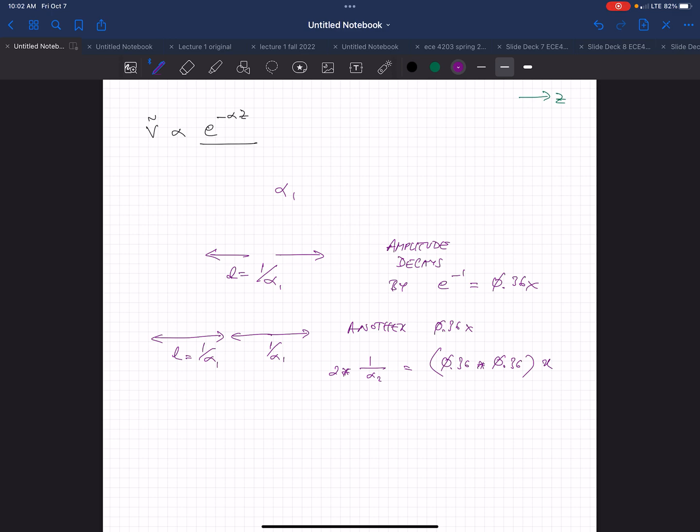Okay. So generally after about 4 times 1 over alpha, this is going to be 0.36 to the power of the 4th, which is equal to 0.01. You'd say that you've lost all your signal. So that's as if you've lost 0.99x of your signal.